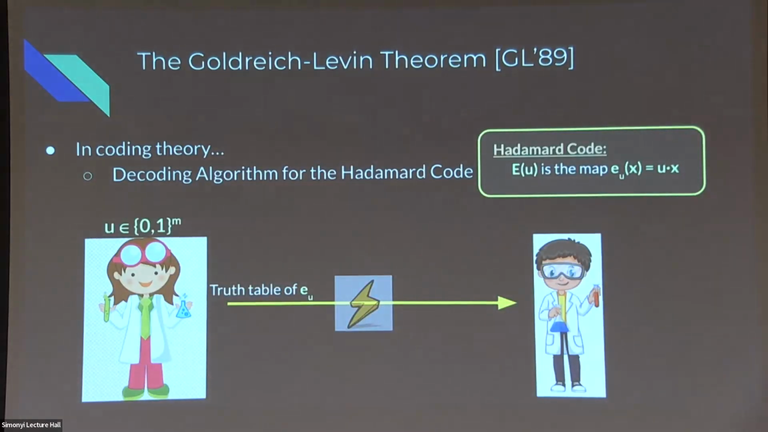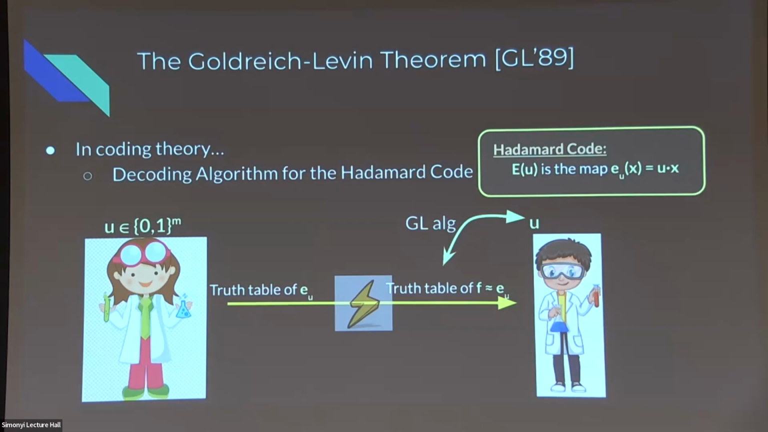This is the Hadamard code with the same model. Alice wants to send u, so she encodes u by sending the entire truth table of this function E_u. Bob is going to recover the truth table of some corrupted function that has good agreement with E_u, but is not completely equal to it. If you recast the Goldreich-Levin theorem in this setup, it says that Bob has an algorithm that he can invoke on this received corrupted truth table to recover u.